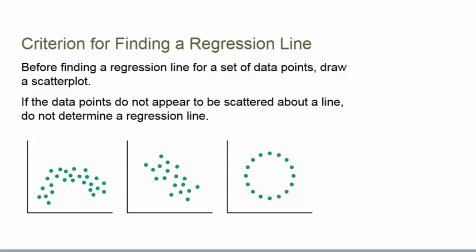My second graph, which is in the middle, has several data points and they move down from left to right. These data points do appear to be scattered about a line, so we can find a regression line. For my third graph, which is to the right, my data points look to form a circle. Because they're in a circular formation, I cannot determine a regression line for this data set.